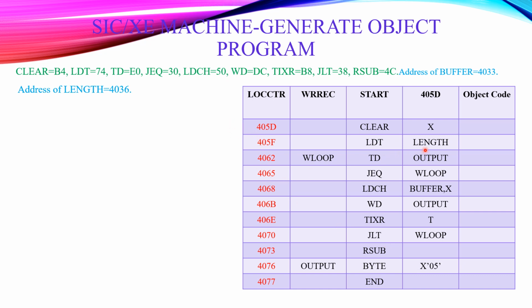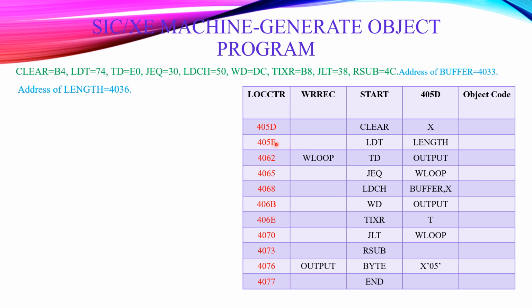Now for finding the location counter, we need to check the type of instruction, whether it is type 1, type 2, type 3 or type 4. If it is type 1, we need to add 1 byte. If it is type 2, we add 2 bytes. If it is type 3, we add 3 bytes. If it is type 4, we add 4 bytes.